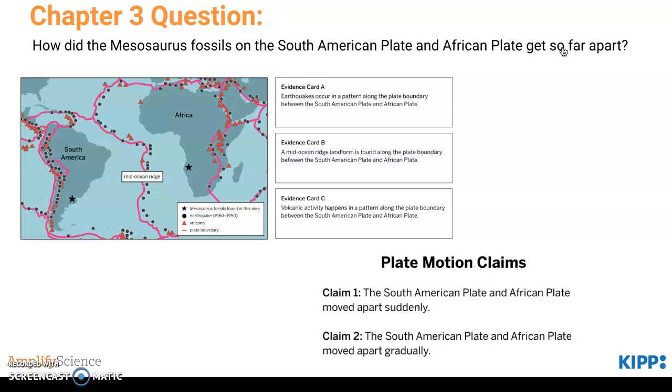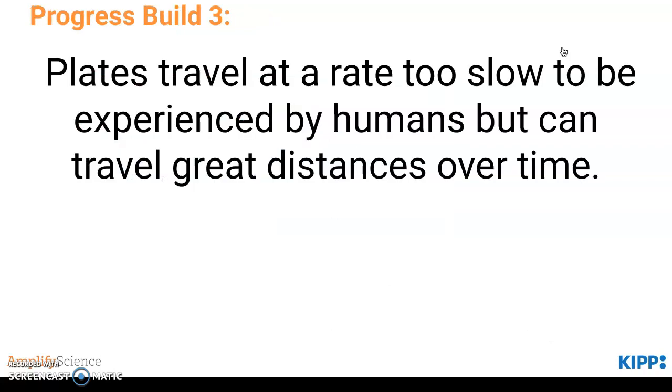Students then end their explanation of this puzzling phenomenon by examining some new evidence, using the reasoning tool to make connections between this evidence and the claim about how the South American plate and the African plate moved, which leads us to Progress Build 3, which states that plates travel at a rate too slow to be experienced by humans, but can travel great distances over time.